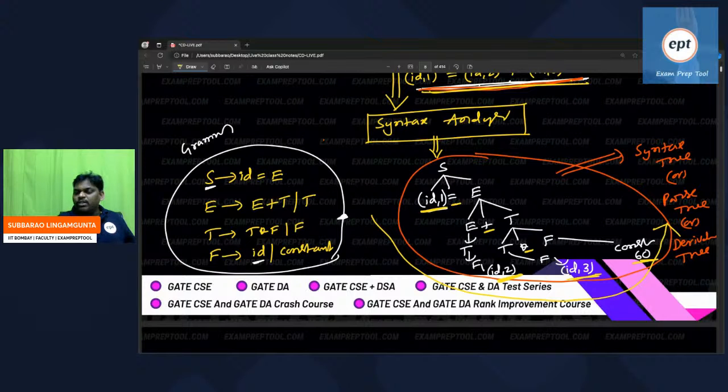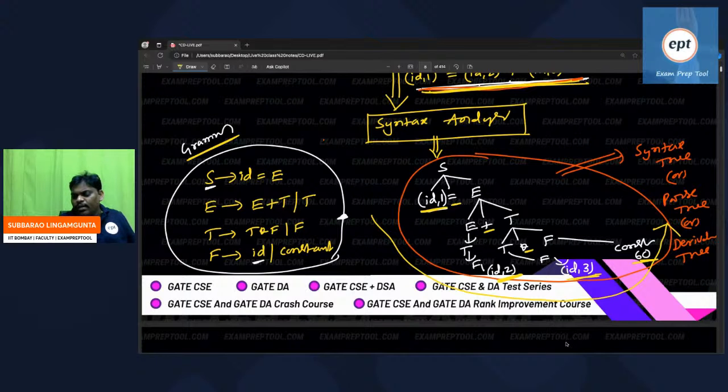Someone mentioned grammar is needed, and one more thing, the token string is also needed. To create the syntax tree, two things are needed: grammar and token string. Both are required.